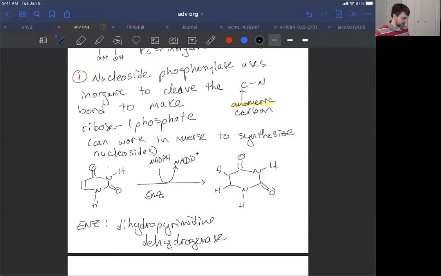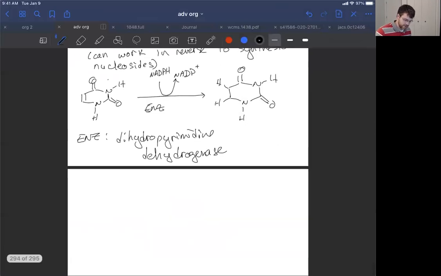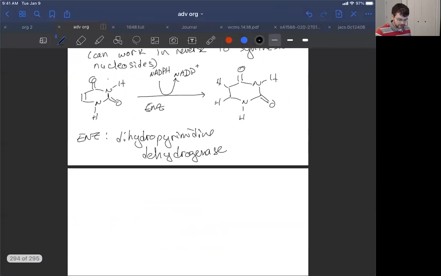Okay, anyway, I feel like I talked too much there. We can go through that mechanism ever so briefly for this enzyme. What's happening here is this enzyme uses FMNH2 as a cofactor.